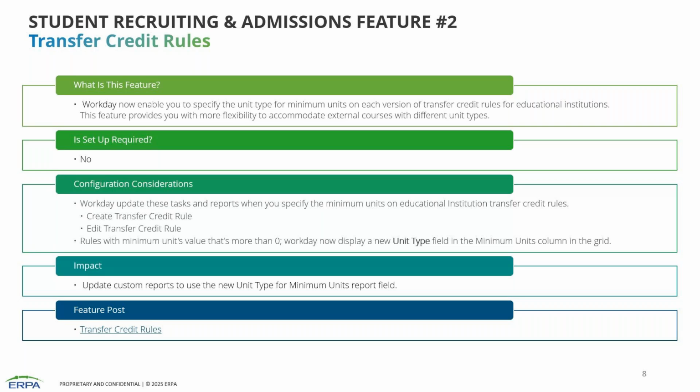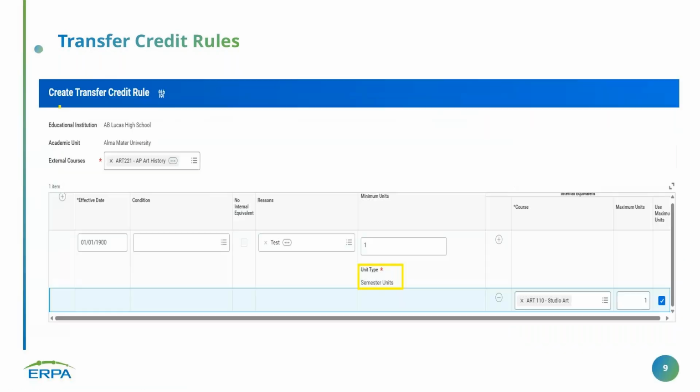Workday updates the tasks Create Transfer Credit Rule and Edit Transfer Credit Rule to display a new unit type field in the minimum column of the grid. We'll see that in the screenshot. Here you see in the yellow box the unit type field for the minimum unit column in the grid. With a minimum unit value of more than zero, Workday now displays this unit type field in the grid for the minimum unit field.